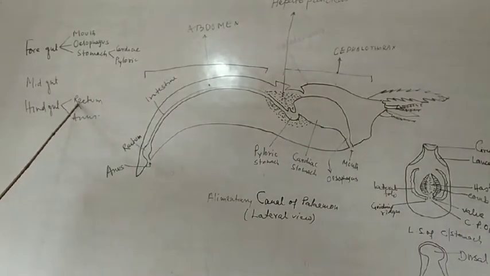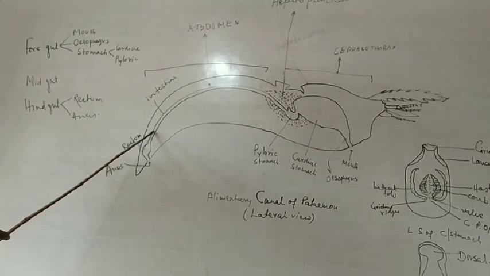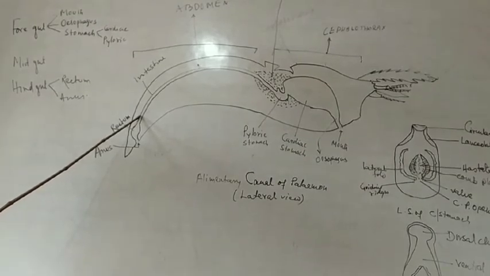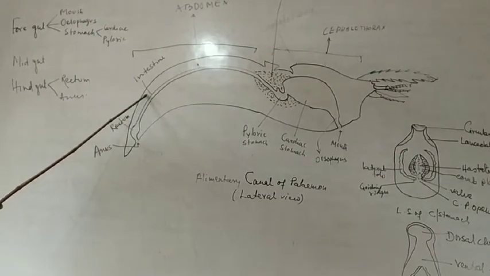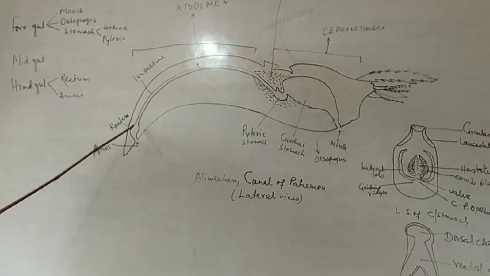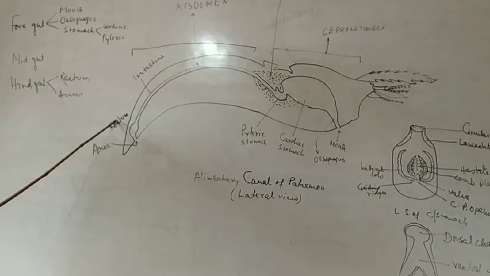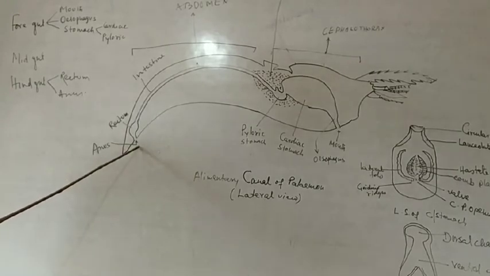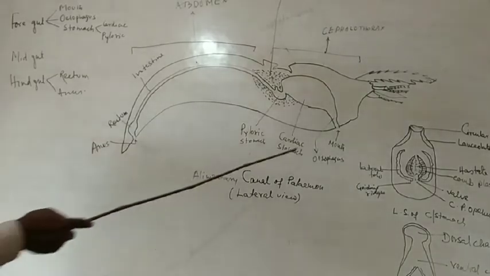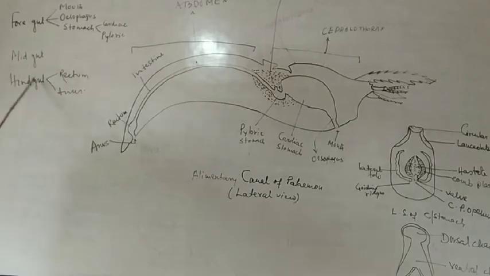The hindgut includes rectum and anus. At the end of the intestine, it contains one swollen part, that is rectum, and it opens to the outside, and this opening is known as anus. So the whole alimentary canal is divided into foregut, midgut and hindgut.